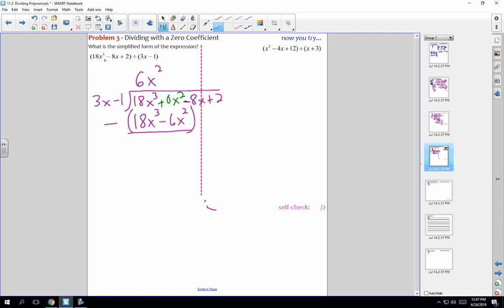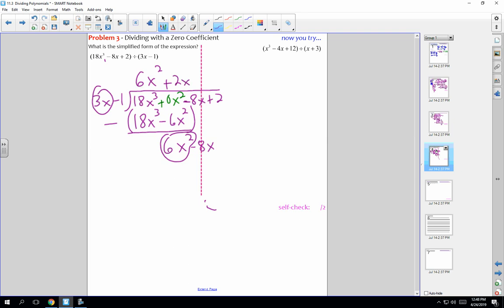The 18x cubes cancel out. 0x squared minus a negative 6x squared is positive 6x squared, because I'm subtracting a negative. I end up adding that 6x squared. Bring down the negative 8x. And then I do another division. 3x into 6x squared. So you're dividing this into this. And it goes 2x times.